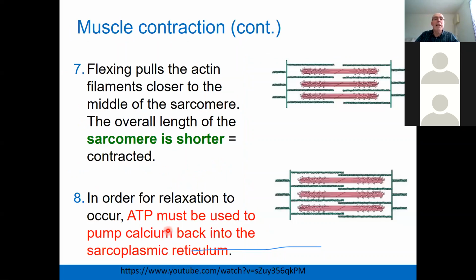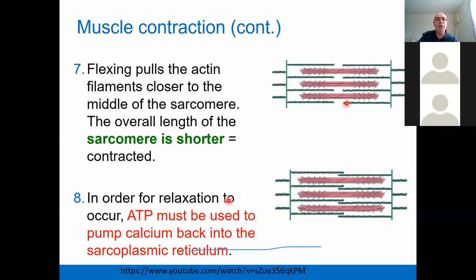And then flexing past the actin filaments closer to the middle of the sarcomere, okay? Actin slides, as you see here, okay? And then the sarcomere is shorter, okay? If you contrast them, the sarcomere at the bottom of the slice is shorter than the sarcomere at the top of the slice, okay?